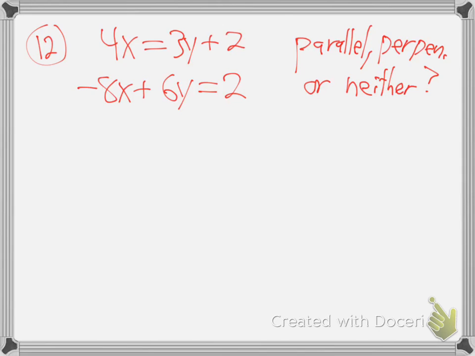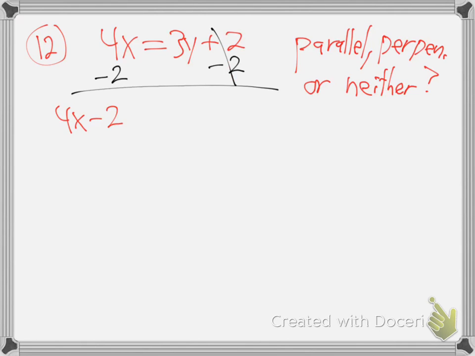Okay, so how are we going to answer this question? What do we got to do? Get y alone in both. Y alone in both. Good. So I'm going to do them one at a time. We've got to get y alone, right? So I'm going to subtract 2x from both sides. So then what do we get? 4x minus 2 is 3y. Last step to get y alone: divide through by 3. Boom.